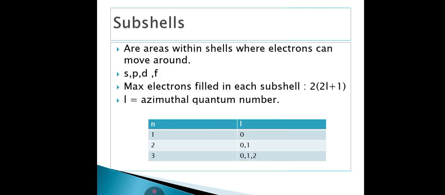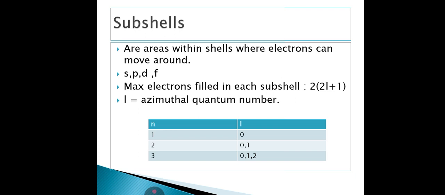Okay, now let's move ahead with the subshell. What is meant by subshells? As I already told you, shells are the pathways where the electrons are located. Subshells are the areas where we can identify an electron. We can exactly know where the electrons are moving. That is the meaning of subshell.